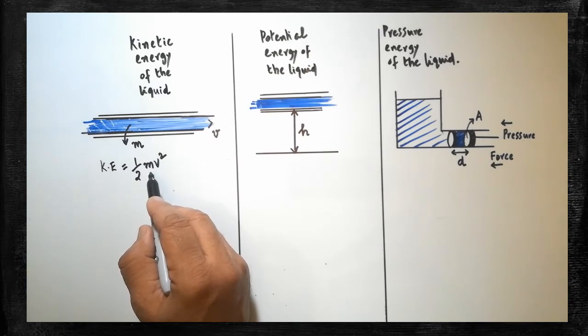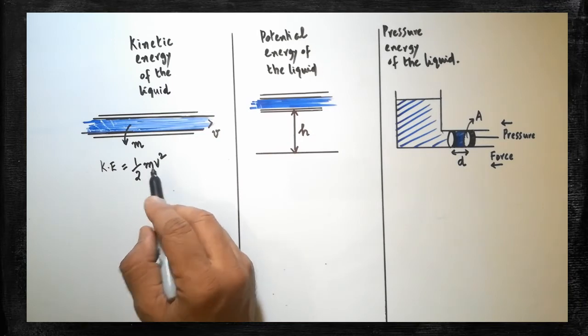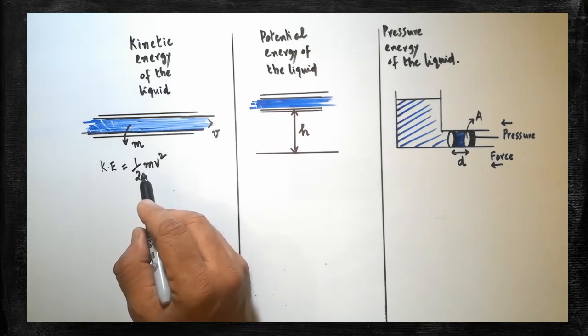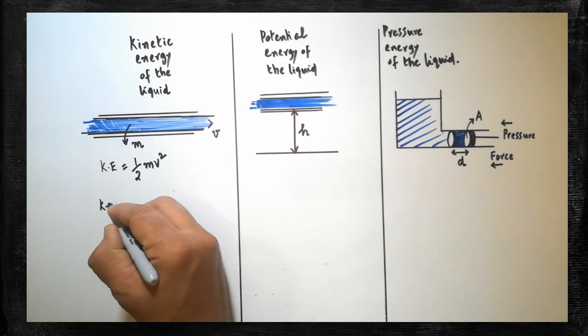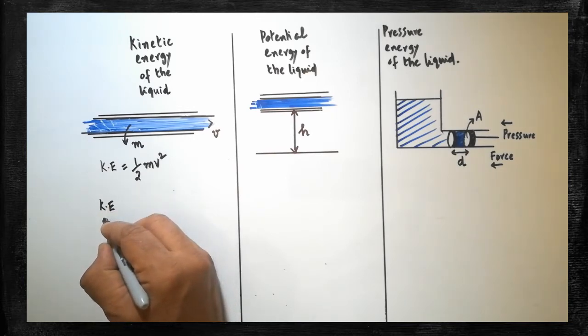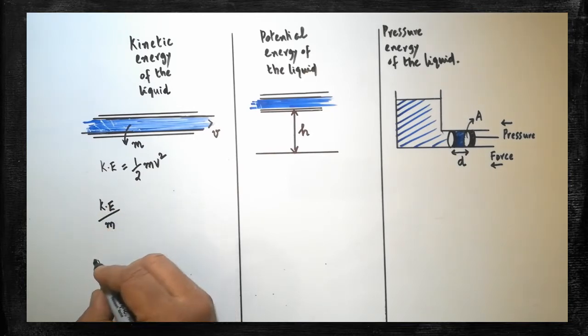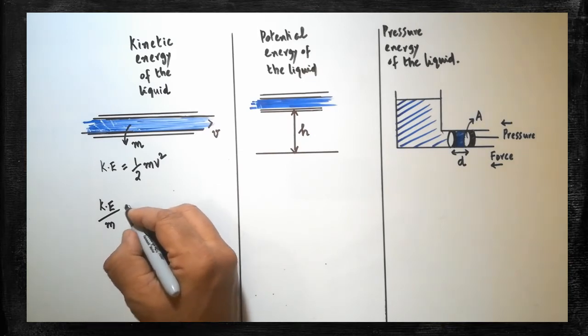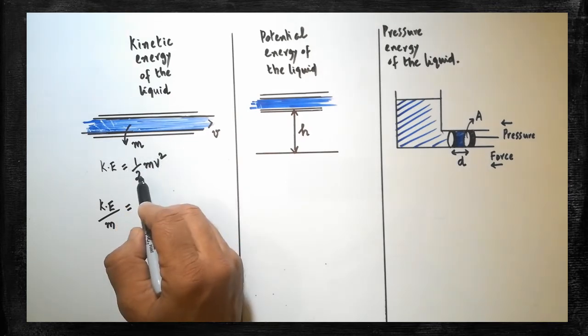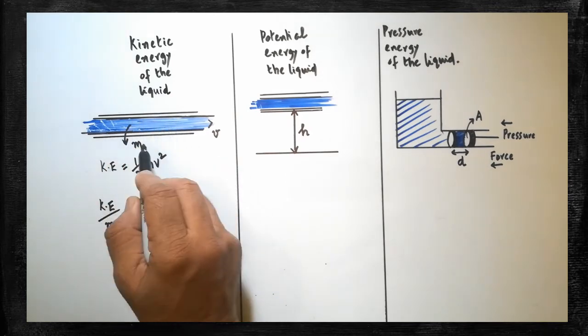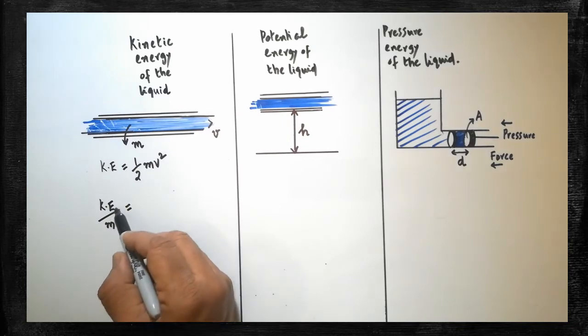Now we have to calculate two more things: kinetic energy per unit volume and kinetic energy per unit mass. These two quantities are essential while learning about Bernoulli's theorem. Now I am going to calculate the kinetic energy per unit mass. How to calculate? Look at that. Here, in the first step, I have calculated the total kinetic energy of the entire liquid. Now I am calculating the kinetic energy which is stored in the unit mass.